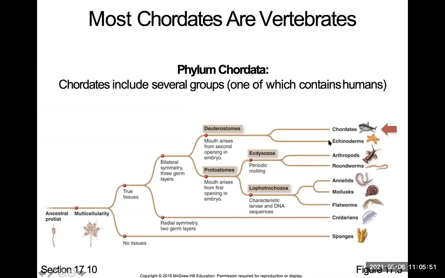Okay, so next is chordata. Chordata is very diverse. It includes lots of groups. You are going to notice that later we make another family tree just for chordata. So it has several groups and it also contains us. Chordata, that's the phylum. So that's phylum chordata.